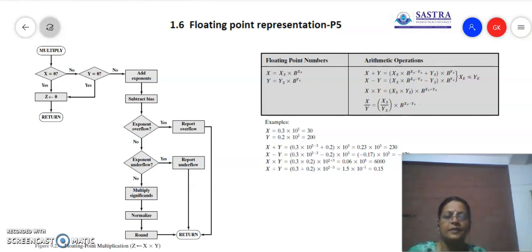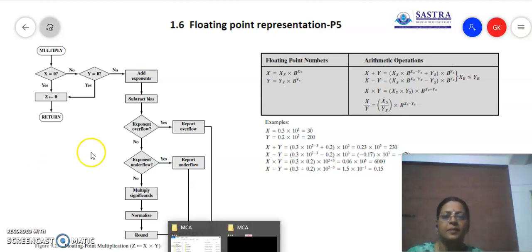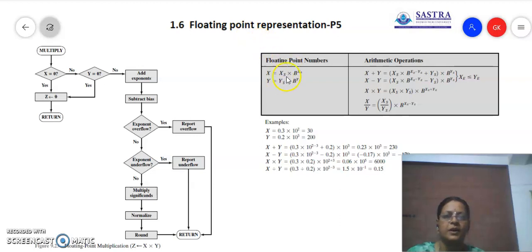Hello everyone. In the previous lesson we discussed floating point representation and how floating point numbers are added and subtracted with the help of the flowchart. Now in this session we will discuss how multiplication can be done with floating point numbers. As far as multiplication is concerned, we have two numbers x and y.